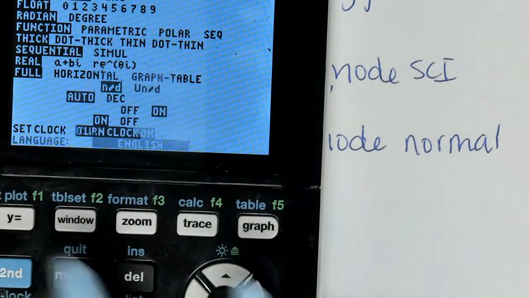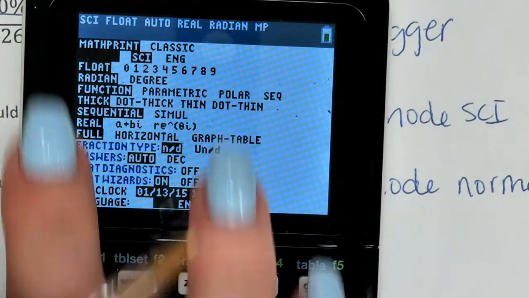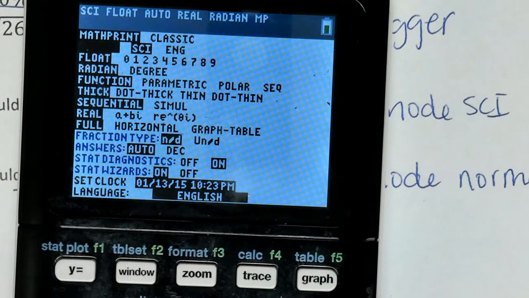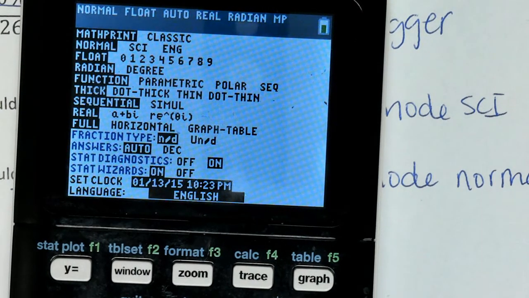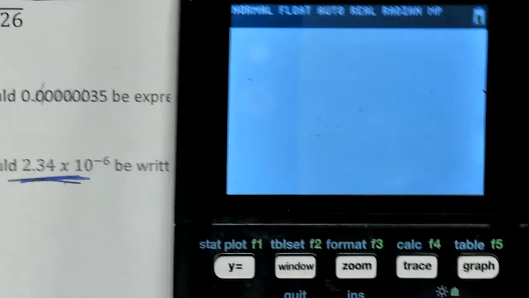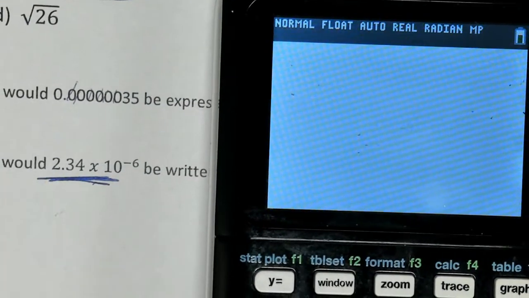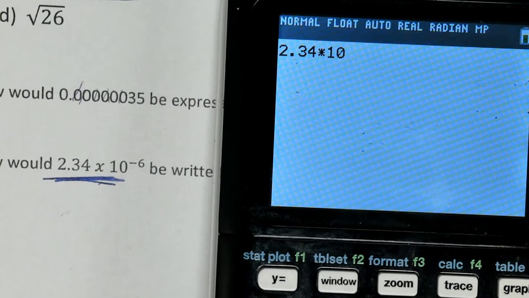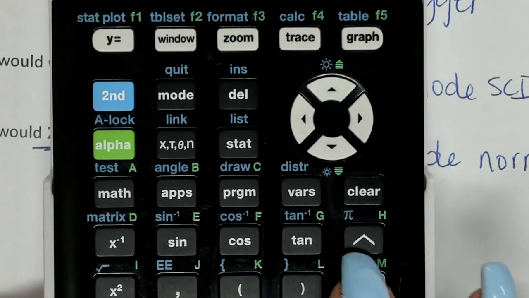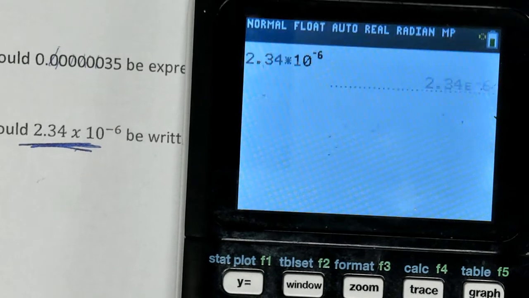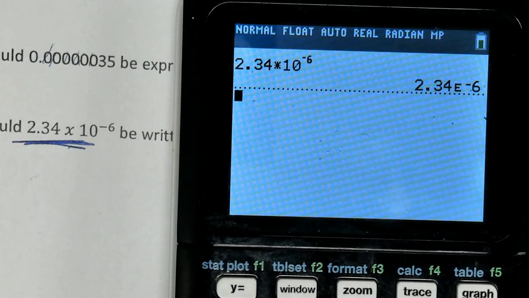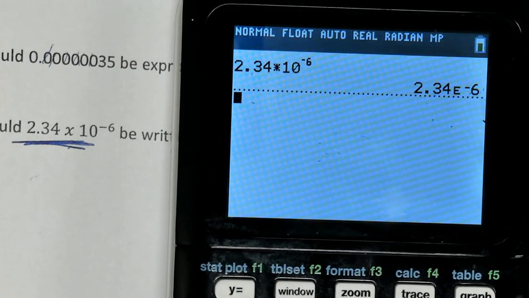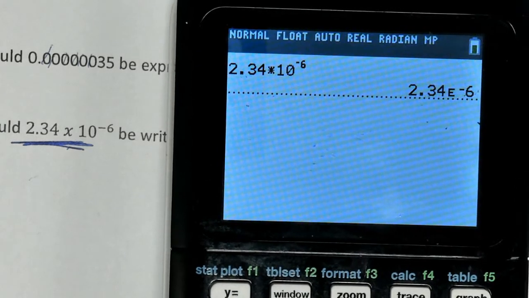So go to mode, highlight normal, hit enter, and normal should be highlighted in black now. Then you simply type this number in, so 2.34 times 10. And then does everybody remember the caret button right here to get to the exponent of -6? Did it work? No. Sometimes the calculator doesn't want to do it and you have to do it by hand.